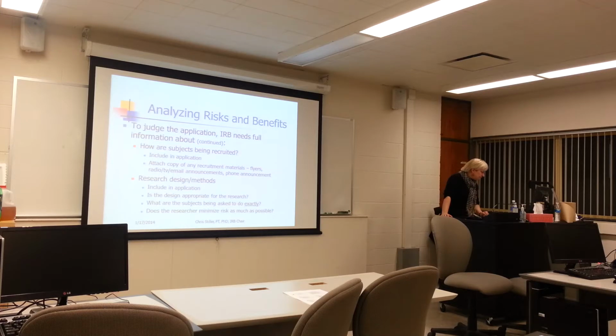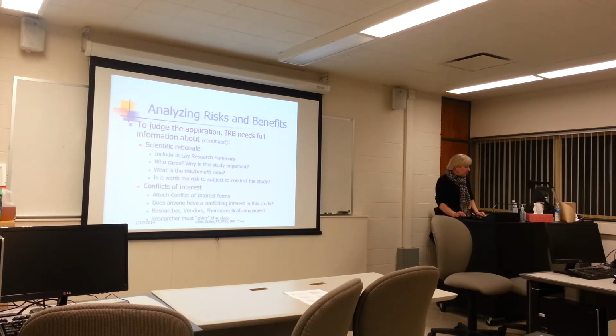Okay, study design: what are they actually doing, and how are you minimizing risk? We talked about that. The scientific rationale: there's something called the lay research summary, where you're going to talk about the background and the rationale for what you're doing. So you're basically going to describe the problem, more in an abstract, before you state your purposes. I think that's pretty self-explanatory. Conflict of interest, we already talked about.